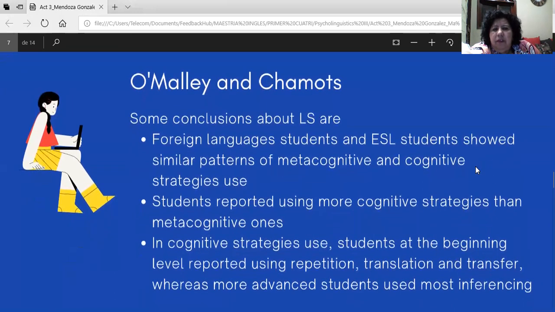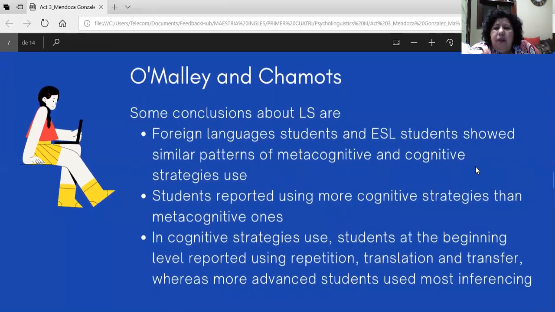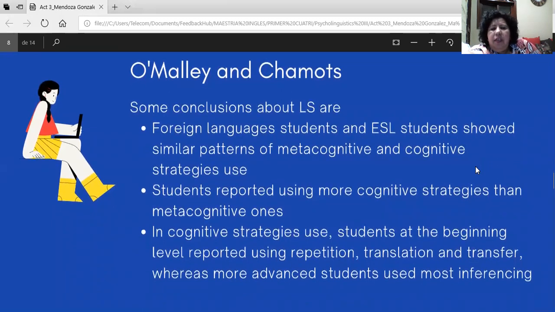O'Malley and Chamot state some conclusions about learning strategies, which are that foreign language students and English second language students show similar patterns of metacognitive and cognitive strategies used. The students reported using more cognitive strategies than metacognitive ones. And the kind of cognitive strategies that students use at the beginning level were repetition, translation, and transfer, while the more advanced students use more inferencing because, of course, they had more knowledge of the language.